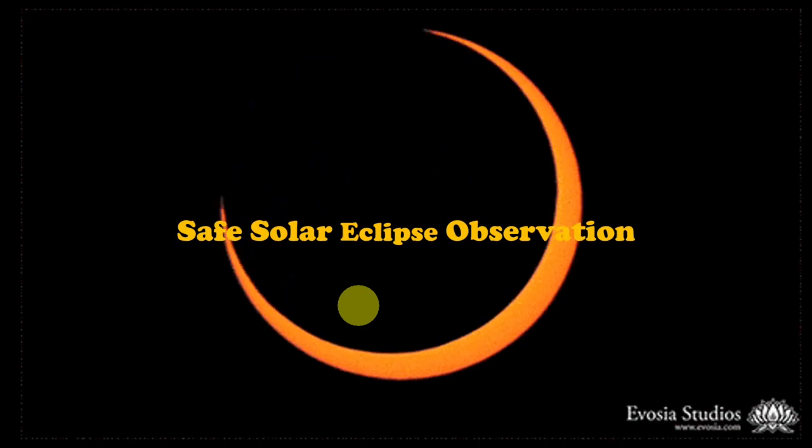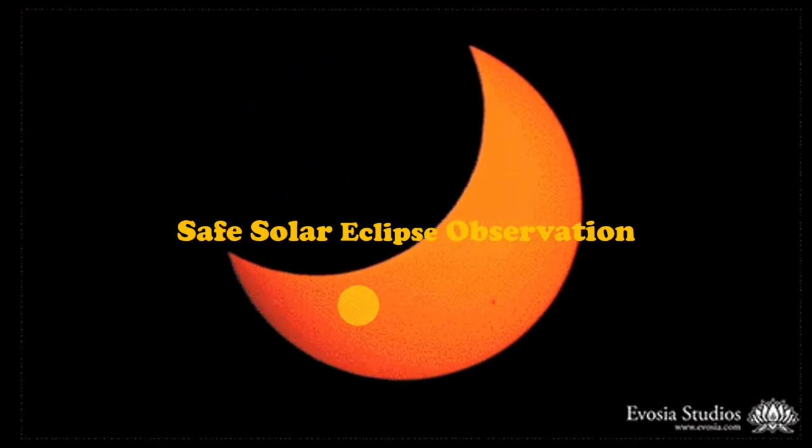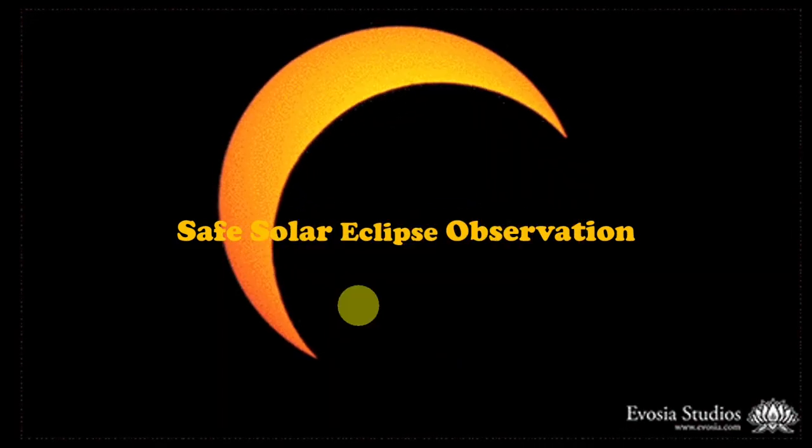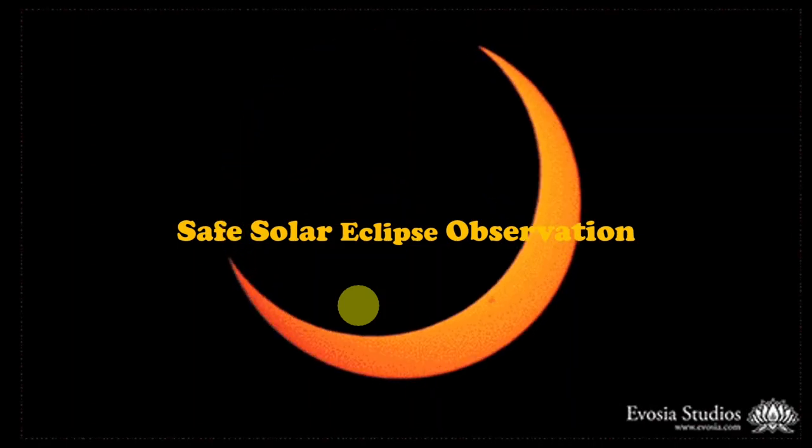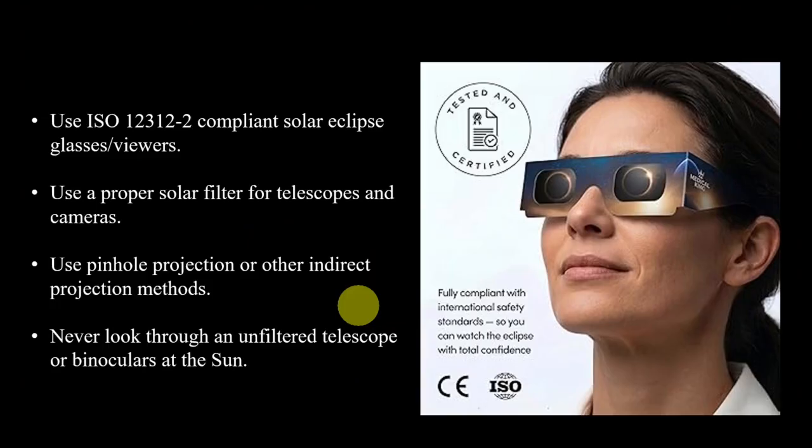If you are planning to observe it, I want to give you some advice on what to look out for and what not to do. If you want to observe it, you have to buy solar eclipse glasses or viewers. This kind we call ISO 12312-2. You can just Google it and buy it from Amazon. You don't have to look at the sun directly. Don't do that. It is not advisable. It will burn your eyes.